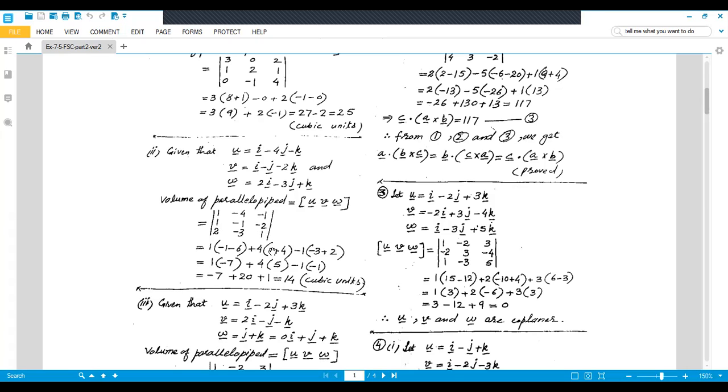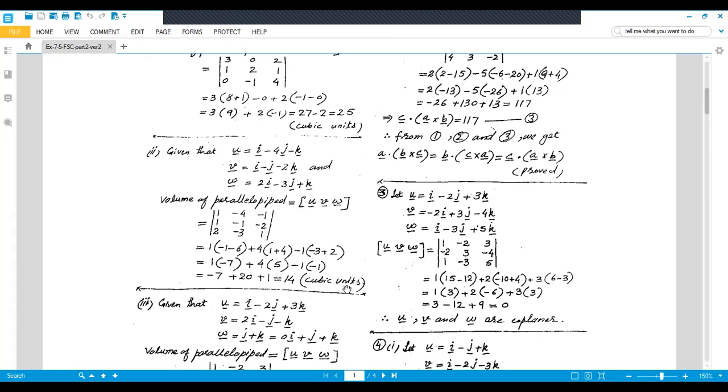So 1 into 1 is 1, and minus the second diagonal multiplication, so minus 2 into minus 2 is plus 4, and then this one, minus 1, and 1 multiplied by minus 3 is minus 3, and minus 2 multiplied by minus 1 is plus 2. So we get 6 minus 1 and minus 6 minus 7, plus 4 we write as it is. 4 plus 1 is 5, and minus 3 plus 2 is minus 1. We multiply, we get minus 7 plus 20 plus 1. So we get 14 cubic units. So this is the required volume of the parallelepiped.